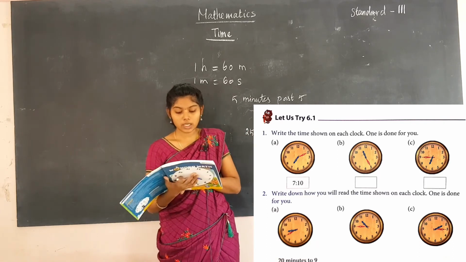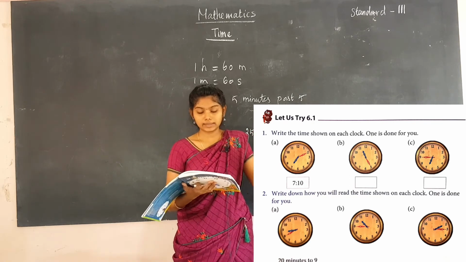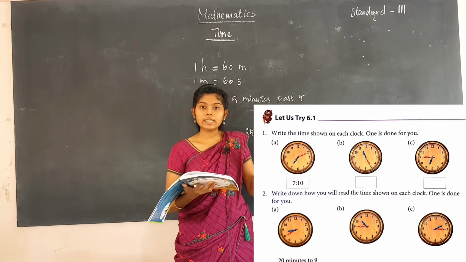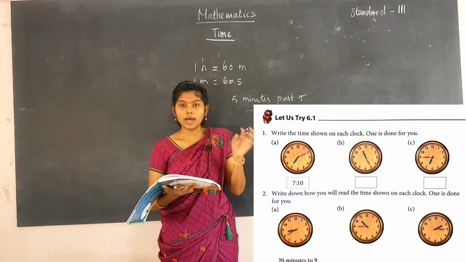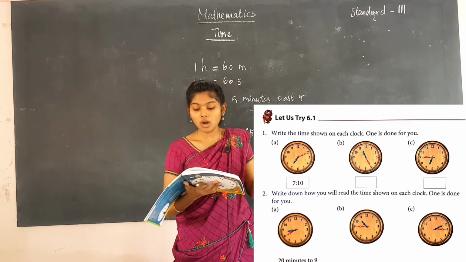And the next one, see, here the short hand is just past 11. And here the minute hand is on 5. 5 means it is 25 minutes. So write as 11:25. And the next one you are going to do as your homework.